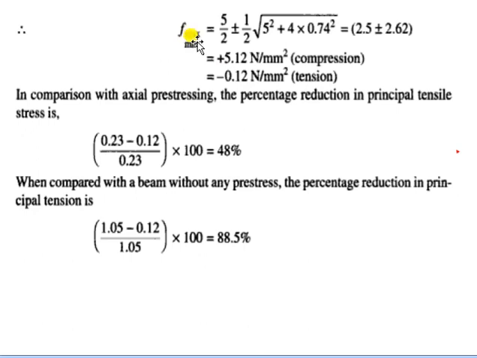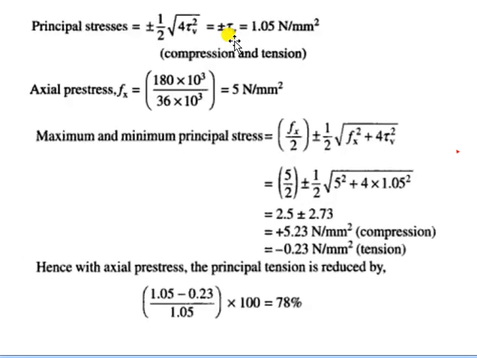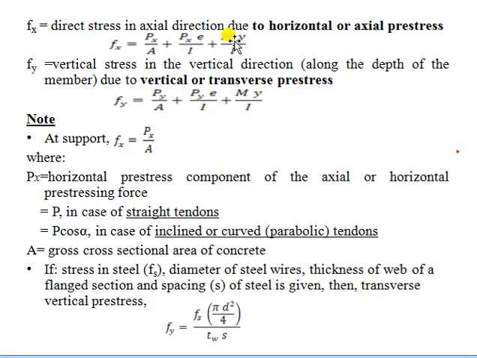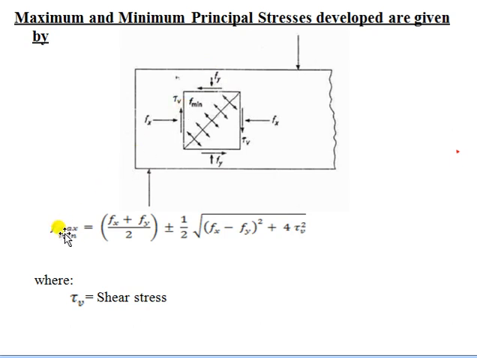So f maximum and minimum is equal to 5 by 2 plus or minus 1 by 2 square root of 5 square plus 4 into 0.74 square, which is equal to 2.5 plus or minus 2.62, which is equal to plus 5.12 and minus 0.12. Here 5 by 2 is nothing but the value of f of x into 1 by 2. This is the equation we are using to calculate f maximum or f minimum.